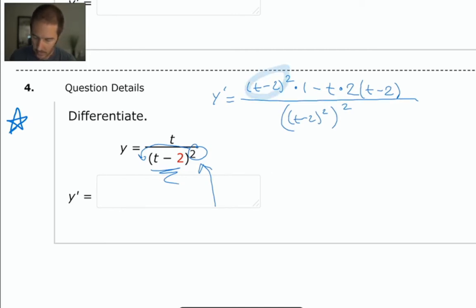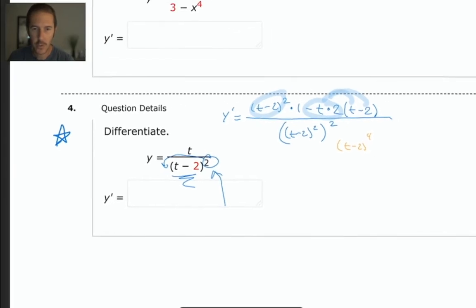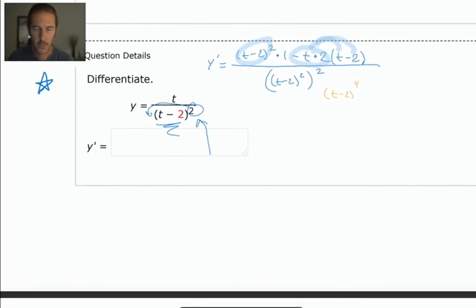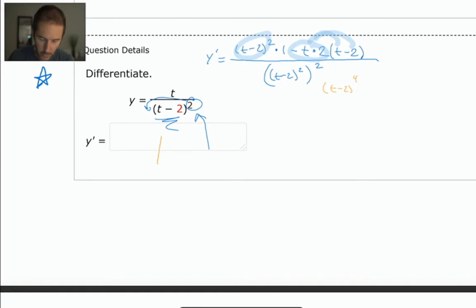FOIL this, take the negative 2t and distribute it into these parentheses, combine like terms, and your numerator will be all set, and I would leave this denominator as t minus 2 to the 4th power. All right, that should get you started on question number 4. My primary concern was addressing this denominator that had a parentheses being raised to a power.